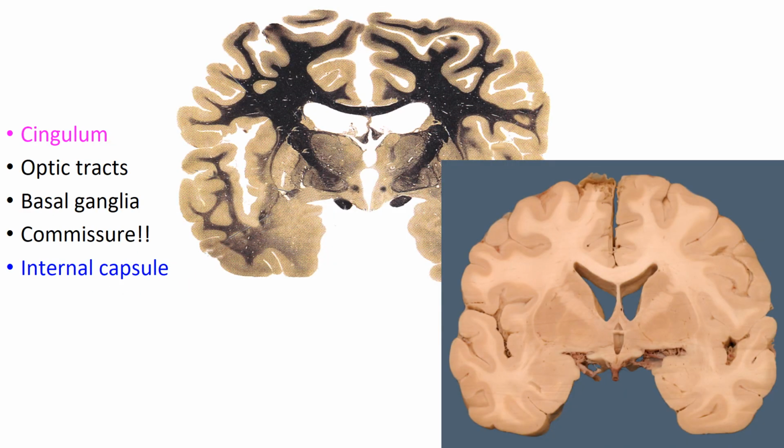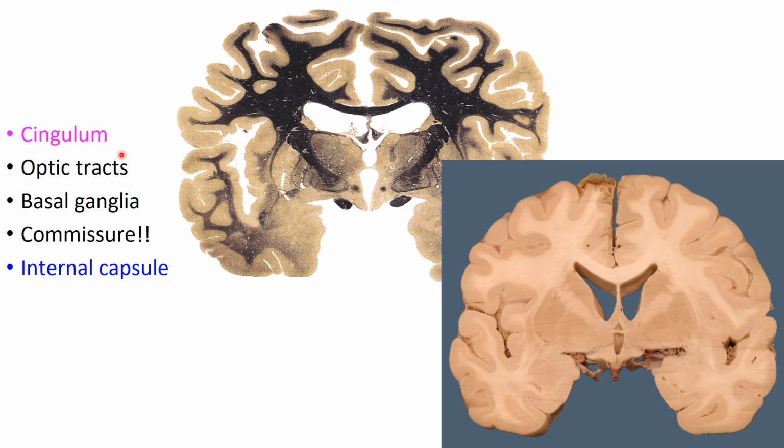Okay, now from a cross section, I want to point out the cingulum. The cingulum is part of your limbic system, and it is going to be underneath the cingulate gyrus. So there goes your cingulate gyrus. Underneath that, you see this white matter region. That is the cingulum. And again, it is white matter, which makes sense because it is an association tract.